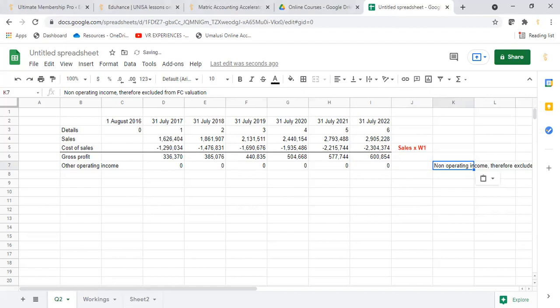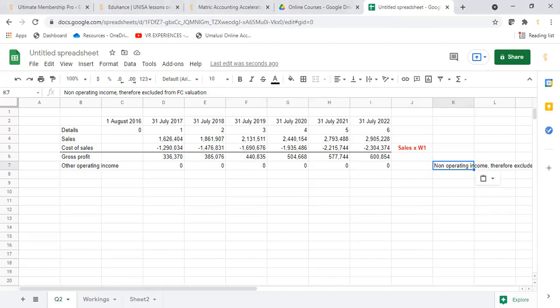Okay, next we have the depreciation. Sorry, I lost you on that note that you were highlighting. Could you kindly go again? Sorry. Where? Non-operating income, kind of lost you there.